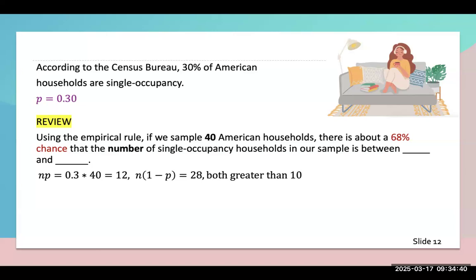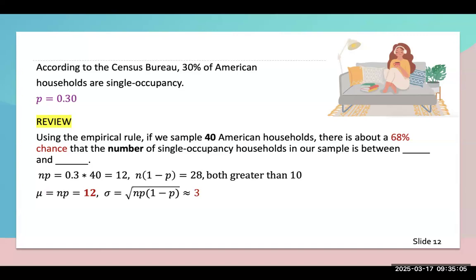So if I take n times p, 40 times 0.3 is 12, and n times the failure probability is equal to 28. Both of those numbers are greater than 10. So the next step for a normal distribution, we need to find the mean. We said the mean is just equal to the expected value of a binomial distribution. So that is equal to 12.